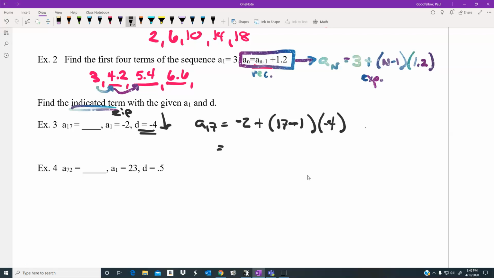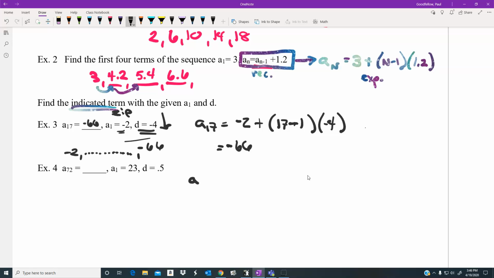If you plug this into your calculator, you end up with -66. And that makes sense, since the sequence started at -2 and went downwards. So we have -2 at the beginning and then a whole bunch of stuff in between, and -66 showed up at the 17th term. The cool part is I didn't need to know any of the stuff in between. I was able to zip right to that particular answer.